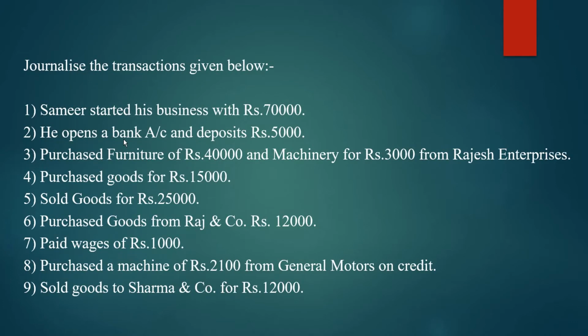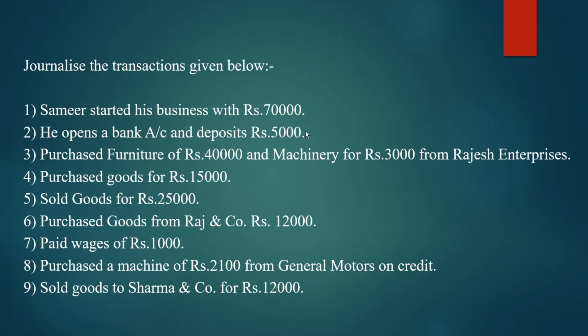Now we will see the second transaction. He opens a bank account and deposits rupees 5,000. In this case, the cash is going out. For that sake, cash will be credit and we have to open here the bank account, and the bank account will be debit. If there is any fund transfer, in that case, it has to be recorded under the contra voucher. If there is any transaction between cash and bank, cash and cash, in that case, it has to be recorded under the contra voucher.